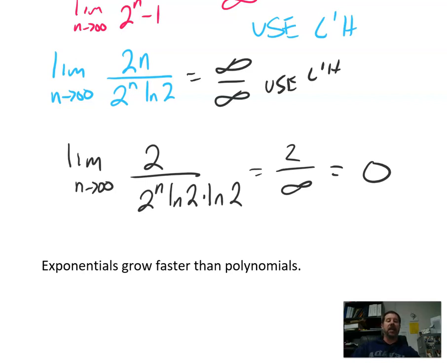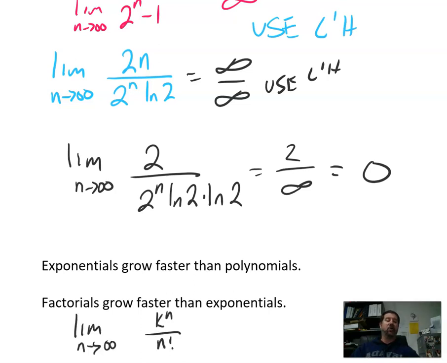Similarly, another relationship we should be aware of: factorials grow faster than exponentials. Okay? They grow even faster. They get bigger quicker. So if I have an exponential over a factorial, the factorial will always win, and it'll also go to 0. So if I'm taking the limit as n goes to infinity of k to the n, where k is just some constant, over n factorial, the factorial is going to win. It's going to get bigger faster, and so this thing would go to 0. And then, again, there's no real work to show. We just need to be aware of that relationship.